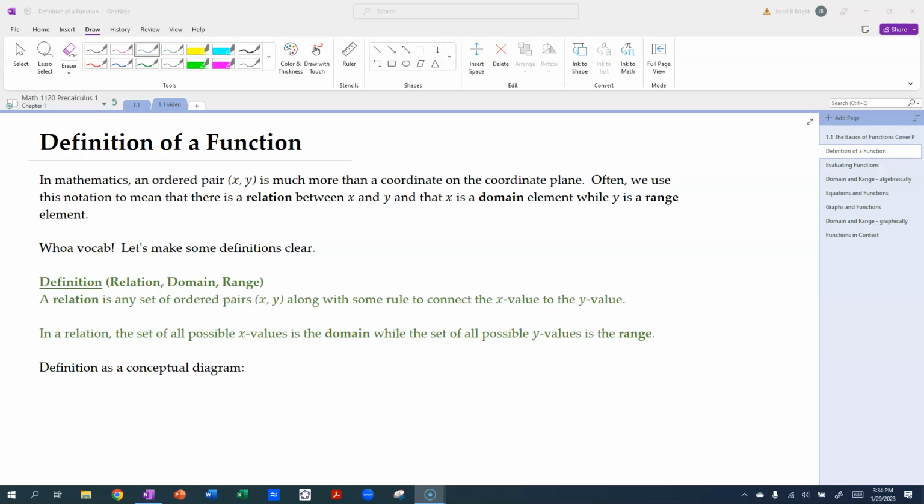Welcome. In this video series, we're going to look at functions. Right now we're just going to define a function, and before we do that though, we need to actually talk about relations, domains, and ranges and all that good stuff.